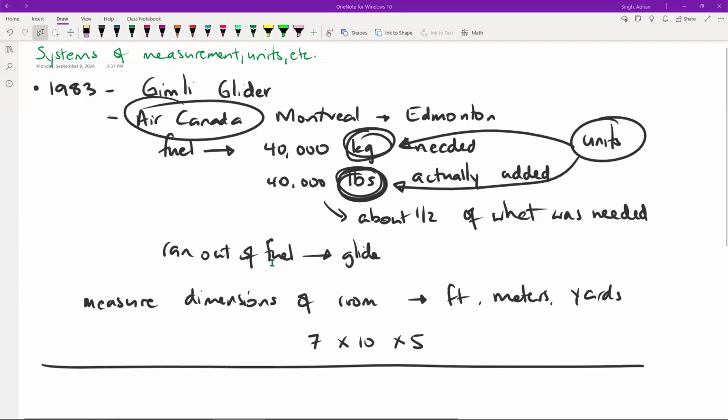And I'm just going to clarify the numbers here. I made these up. I just looked them up and they're not 40,000. The plane actually needed 20,000 kilograms, and they only put on about 20,000 pounds. Either way, the difference there is the unit made a huge difference in how far that plane could actually go. So it only went about halfway to Edmonton before it actually had to land at an airfield or a place called Gimli, which is where the name actually comes from.